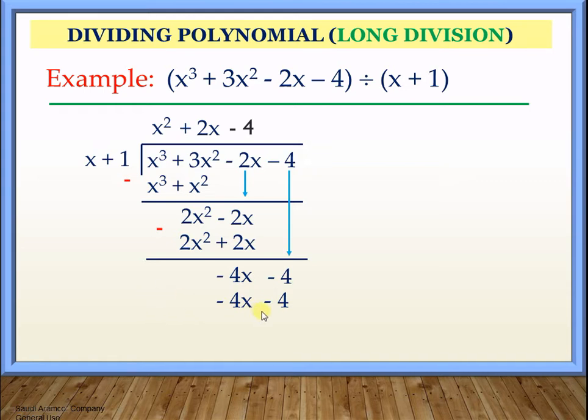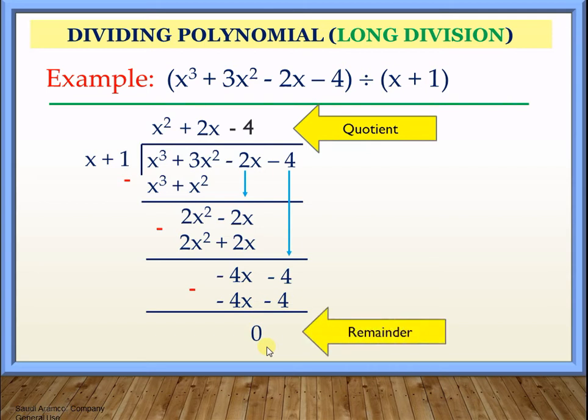So let us continue by subtracting them. Negative 4x minus negative 4x is 0. Negative 4 minus negative 4 is 0. Once again, what can we say if the remainder is 0? We could conclude that x plus 1 is a factor of this expression. So our quotient for this problem is x squared plus 2x minus 4, and the remainder is 0.